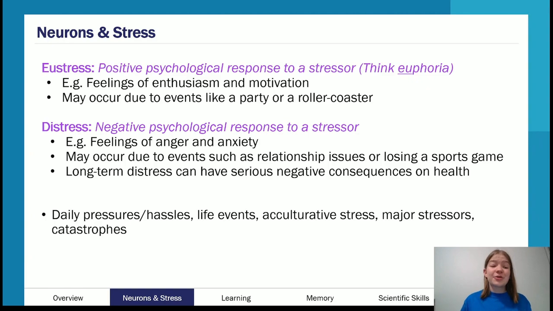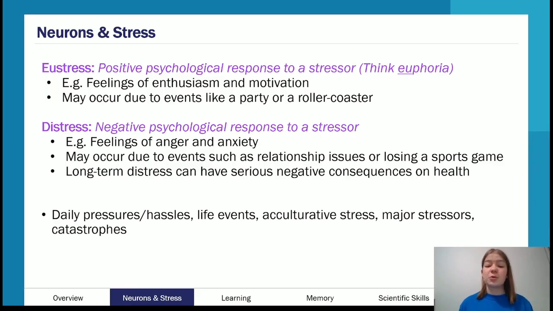Now let's start to go across into stress. I'm not going to spend a huge wealth of time here because this is often content that people might find a bit easy. It's probably a bit more recent for you in terms of your studies as well. Just going to quickly go through eustress, more like euphoria, your positive response, like enthusiastic, excited. Distress, negative. This is more commonly what we think of when we think about stress.